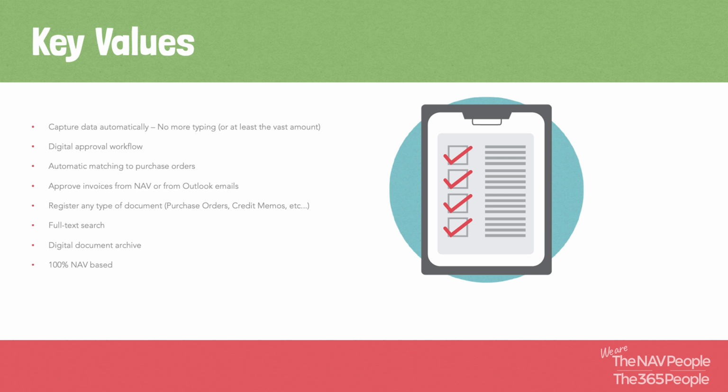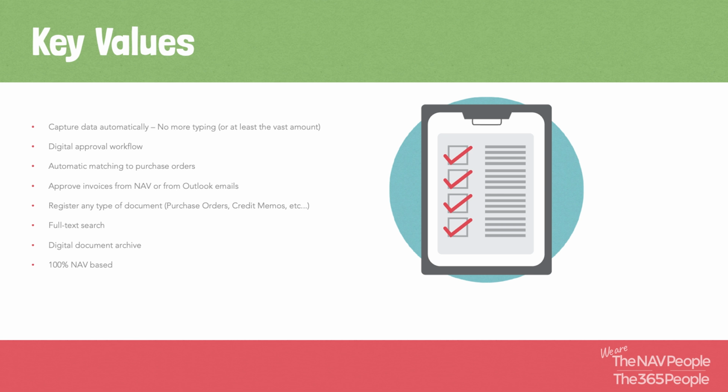Then we have automatic matching to purchase orders. If you have a purchase order in NAV, it can be automatically matched with the invoice coming from the vendor. Then we have also approved invoices from NAV or from Outlook emails. We're going to cover that in a bit. You can register any type of document, as I said, purchase orders, credit memos, etc. It's a full text search, so everything that is on the PDF is going to be recognized and moved to the XML file. Doesn't matter if it's 1 page or 200 pages, it's all going to be recognized and put in the XML.